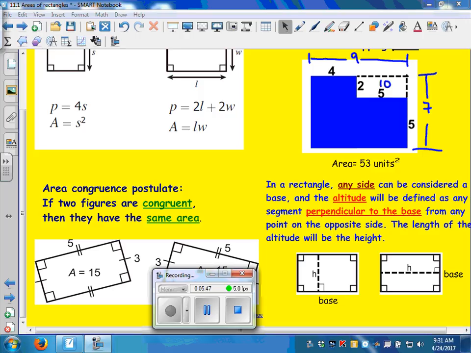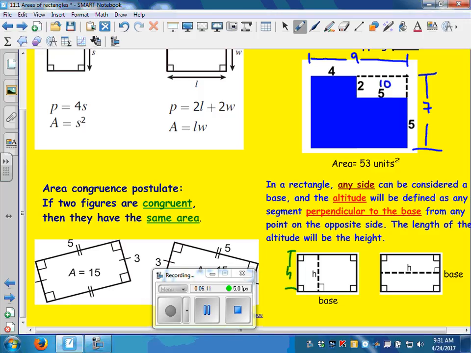So in a rectangle, any side can be considered the base. And the altitude or the height can be defined as any segment perpendicular to the base from a point on the opposite side. The length of the altitude will be the height. So in this particular picture, I could call this the base, and then I could label the outside as height if I wanted to. And the height is always perpendicular to the base.